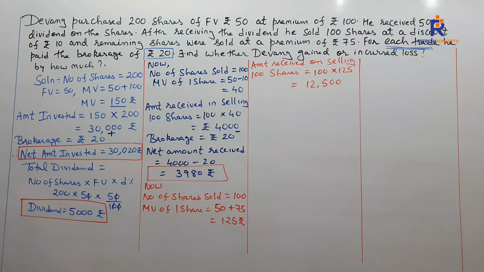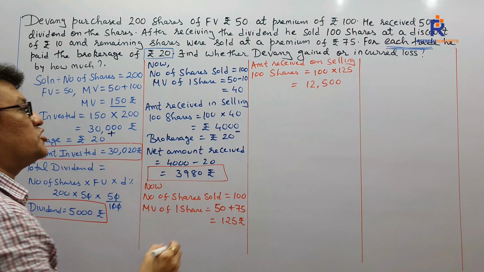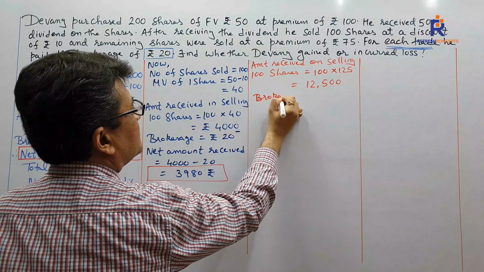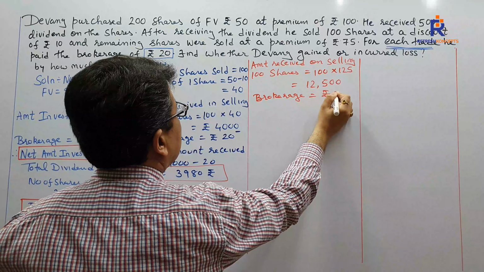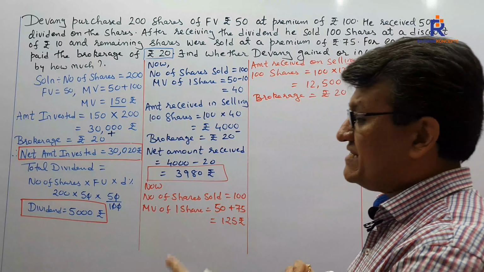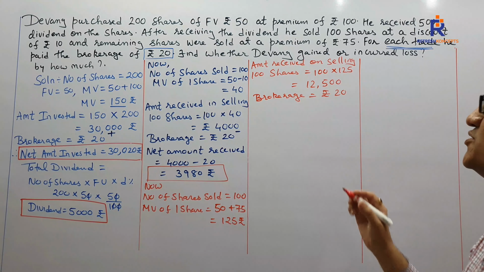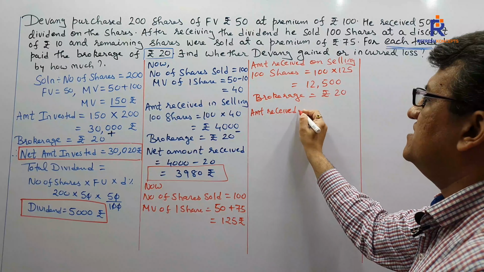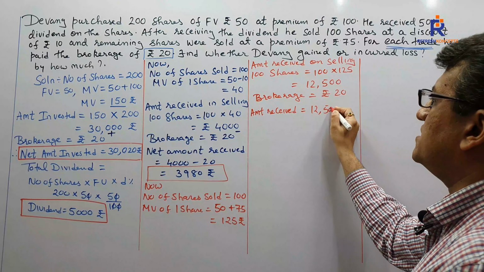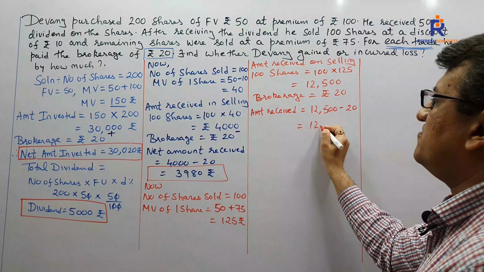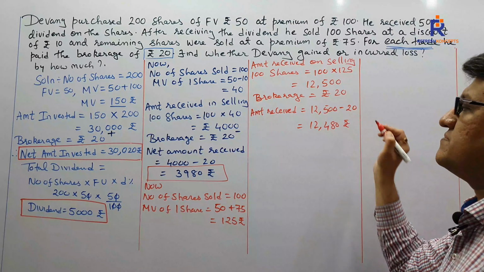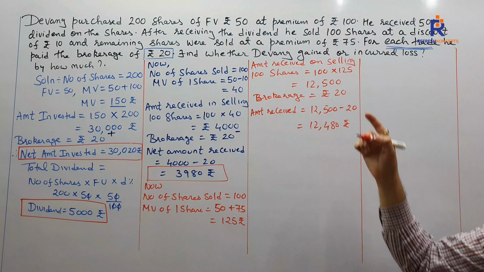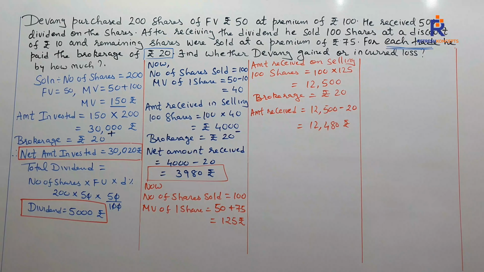Once again, trade has taken place. What will come? Brokerage. Brokerage on every trade is rupees 20. Since sell has taken place, so minus. Amount received is 12,500 minus 20, 12,480 rupees. For each trade, rupees 20 is the transaction. Find whether Devang gained or incurred loss, and if so, how much.